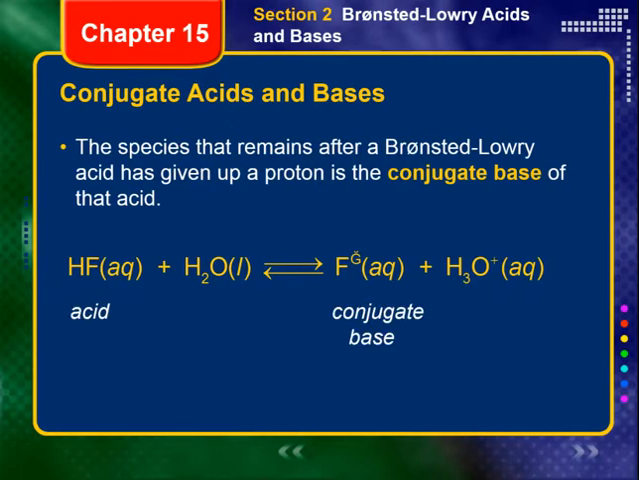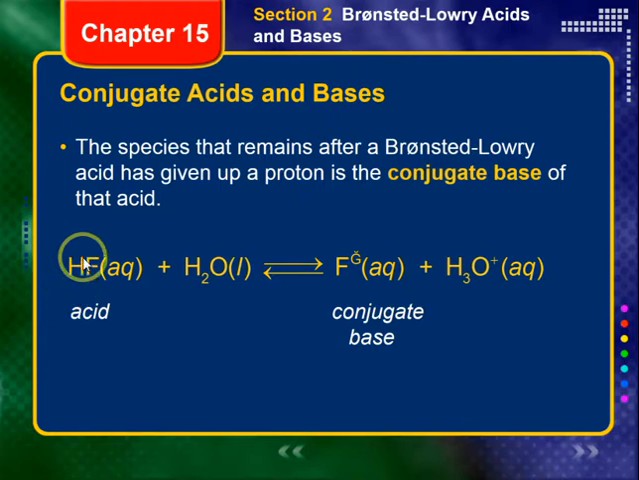Now let's move on to a fairly difficult idea to get started with, but once you get it down, it's actually bananas easy. The species that remains after a Bronsted-Lowry acid has given up a proton, because remember, that's what a Bronsted-Lowry acid is, right? It's that species that donates the proton. Well, after that acid has donated the proton, what's left over is called the conjugate base. An acid has a conjugate base. And so here's our acid, hydrofluoric acid, which technically is a weak acid, but you definitely don't want to touch it. It will melt you right quick.